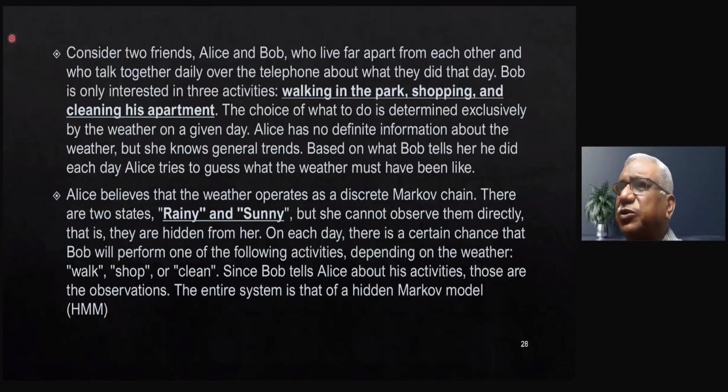So now we have two people, A and B, Alice and Bob, whatever. What they are doing is talking to each other, but they're physically apart. They're in different places. Let's say one's in Delhi, the other in Chennai. They talk on the phone, they're good friends. The only thing they talk about is what they did. The activities are walking in the park, shopping, and cleaning the apartment. These are the only three activities, and they talk about how the walk was, how the shopping experience was, or how the cleaning experience was. Now this is one part of it.